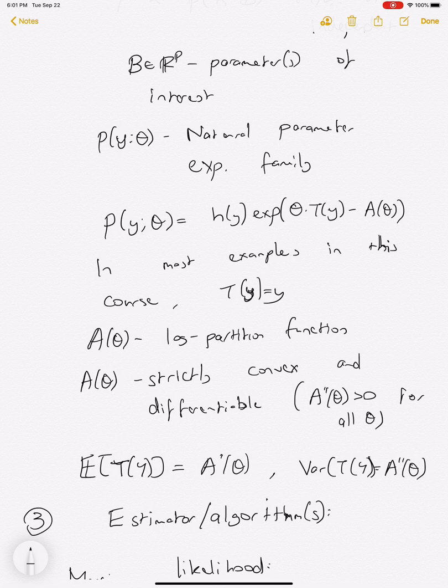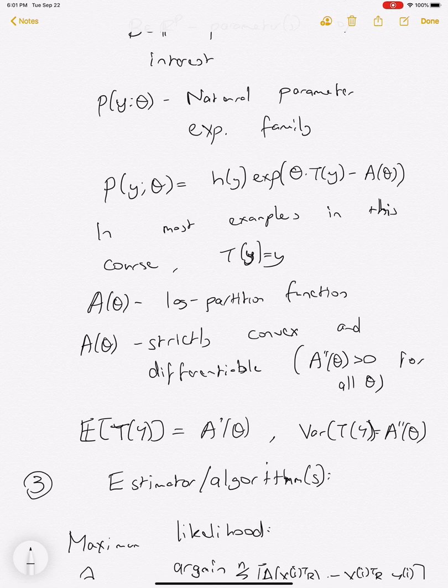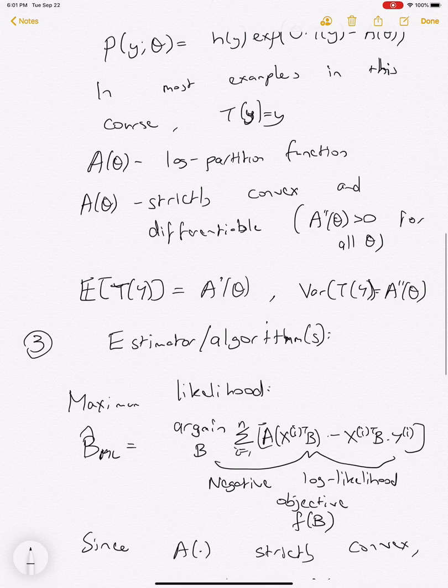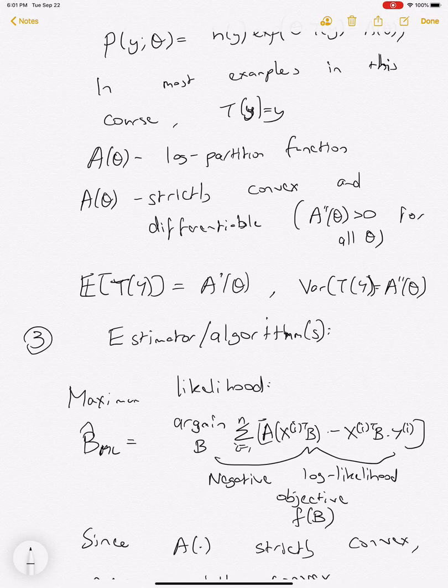Remember that we covered some of the key properties of a. So a was the log partition function, and we learned that a is a strictly convex and differentiable function. Strict convexity means that the double derivative or the Hessian is always positive for all choices of theta. And so we have that the expectation of the sufficient statistic is a prime of theta, and the variance is the double derivative, a double prime of theta.